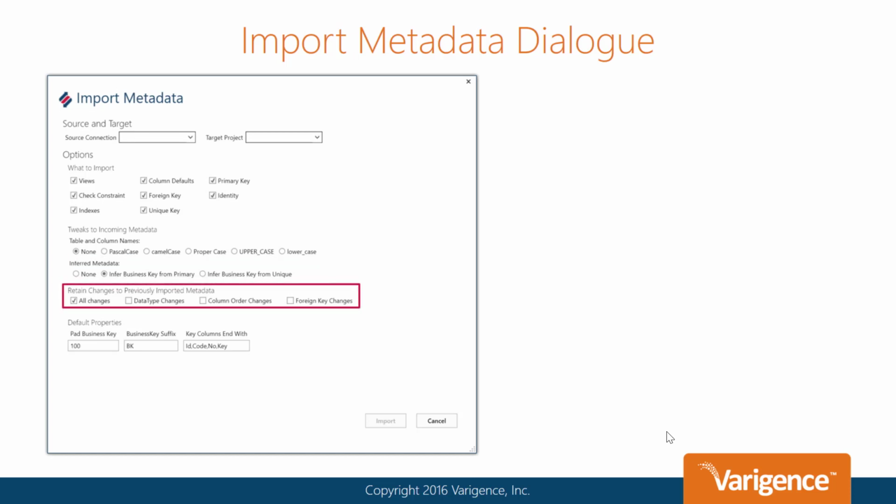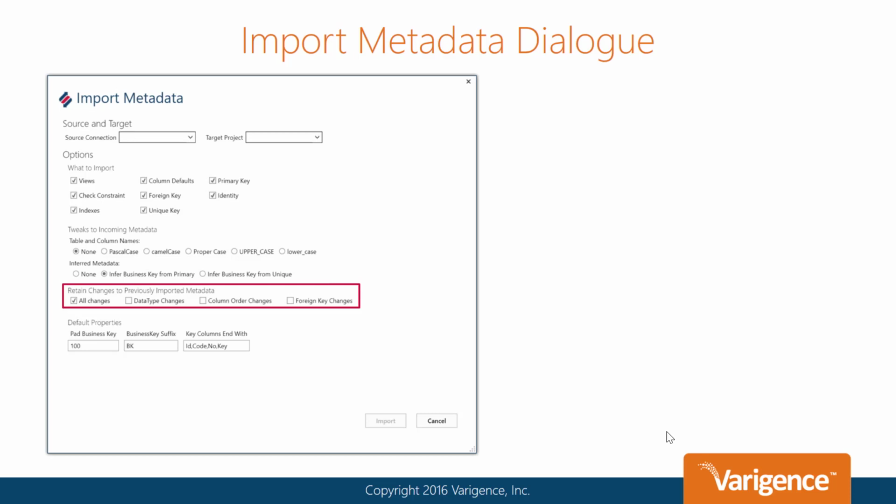Retain changes to previous imported metadata. Again, what you have here is if you've already imported metadata and you are re-importing an object for a reason, possibly in the context of I want to add some columns, or we made a data type change in the column in the table. You have the following options.